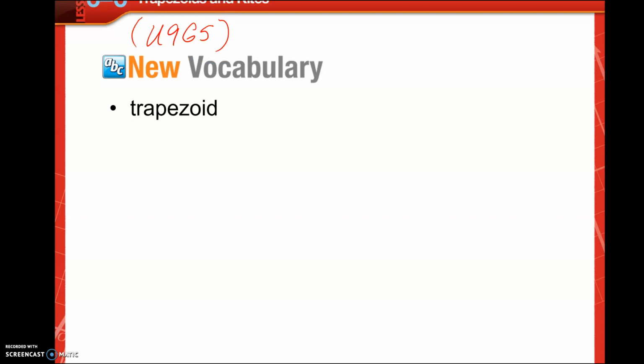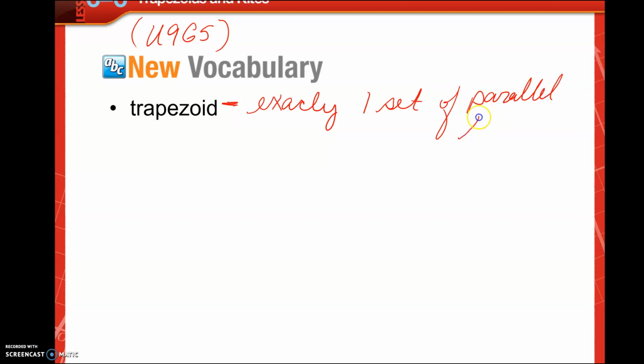We'll be doing a standard check tomorrow, and then we'll review and test. So getting really close here. A trapezoid has exactly one set of parallel lines. So this is not a parallelogram. We've kind of been talking about quadrilaterals. Trapezoids and kites are not parallelograms.